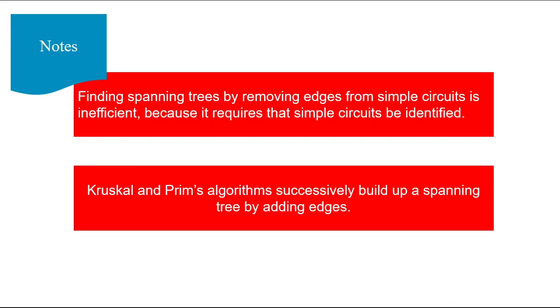Notes. Finding spanning trees by removing edges from simple circuits is inefficient because it requires that simple circuits be identified. Kruskal's and Prim's algorithms successfully build up a spanning tree by adding edges.